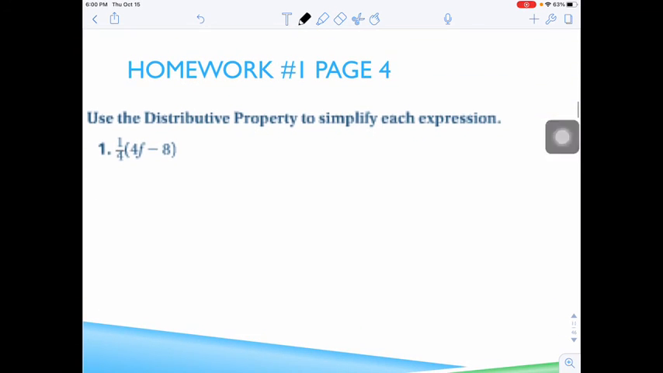Now I would like you guys to try homework number 1 on page 4. Use the distributive property to simplify the expression 1/4 times (4f minus 8). So you're going to distribute this 1/4 in. So multiply 4f by 1/4 and multiply negative 8 by 1/4.